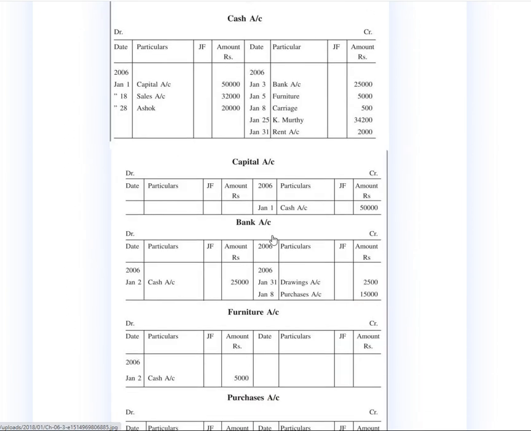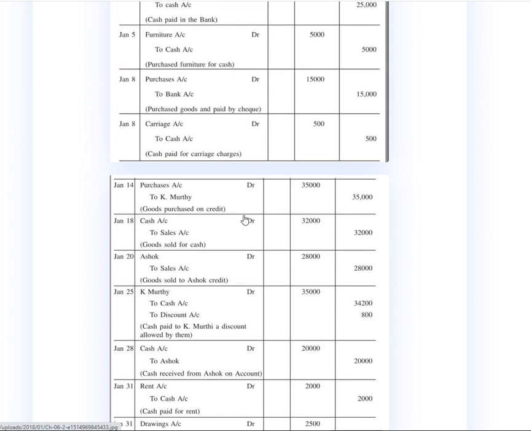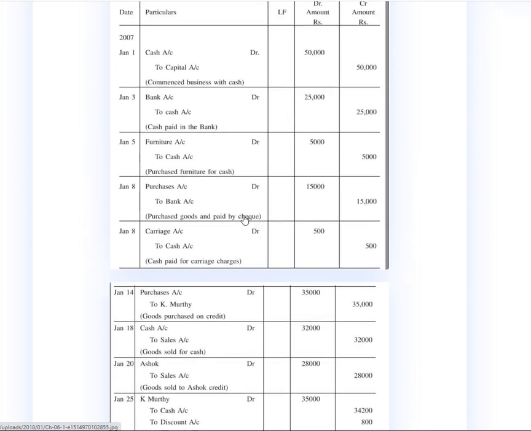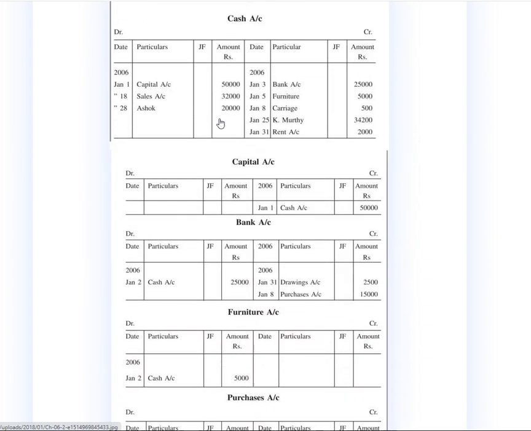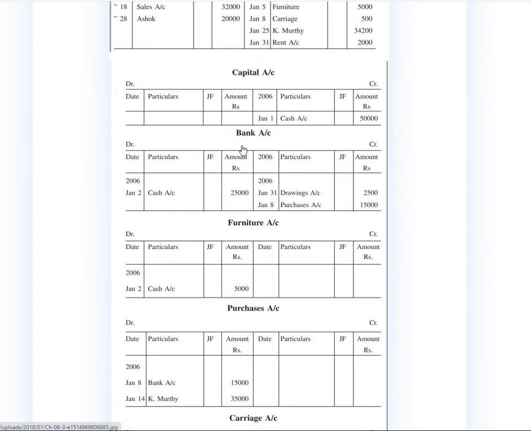So what you will do, you will open one bank account in the same T format. Okay, so the transaction is saying, what is the journal entry? Bank account debit to cash account 25,000. So first you go to bank account, debit to cash account on January 2nd, 25,000.